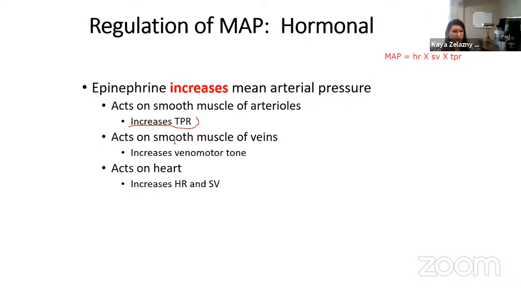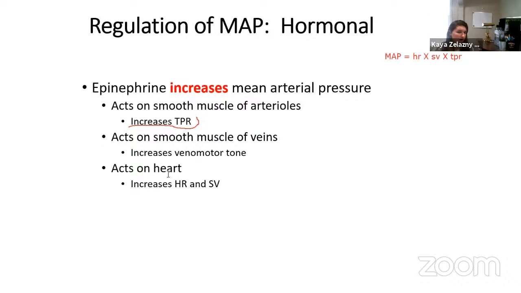Epinephrine also acts on the smooth muscle of the veins. So it increases venomotor tone, just like we saw norepinephrine from the sympathetic nervous system doing. So as we increase venomotor tone, we're decreasing their compliance, meaning pressure can build up in the veins, which makes the heart fill more, because the way the heart fills is a pressure difference between the veins and the heart. So that's affecting our stroke volume.